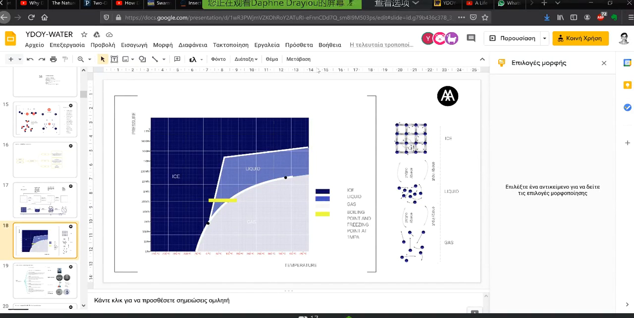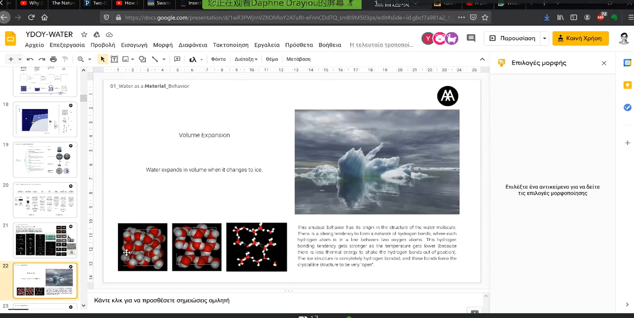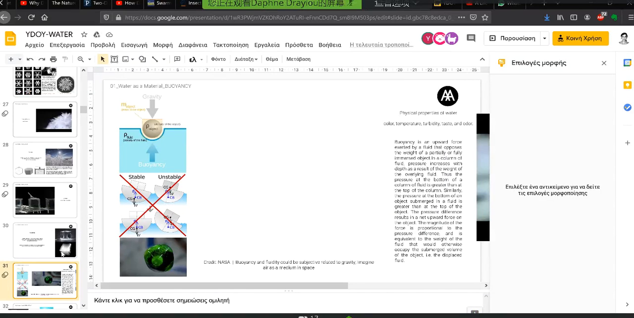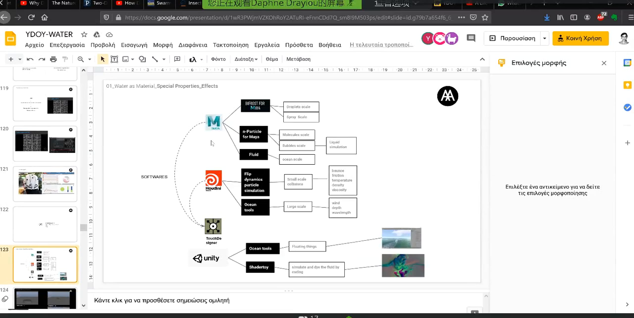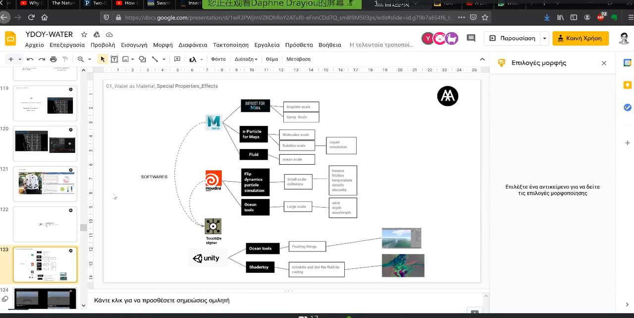So we started focusing on phase changing in general. I can go quickly to the simulation part, the computational part. First, in the first set of simulations, we just tried to experiment in a more free way with all the different softwares and explore the different potentialities. So we explored Maya, Bifrost, Particle, and Houdini for fluid dynamic simulation and ocean tools. And we saw the different tools that we could use.